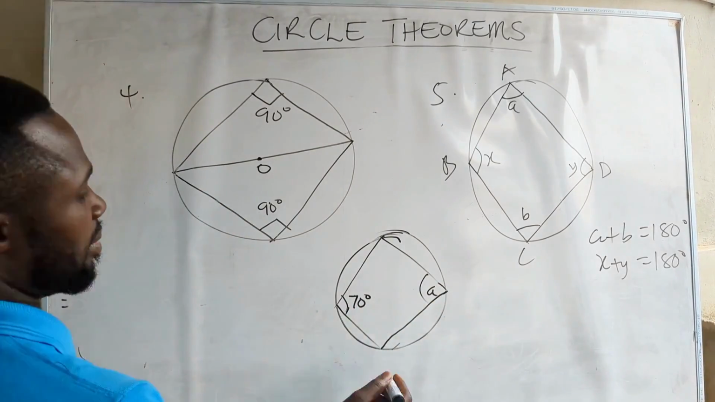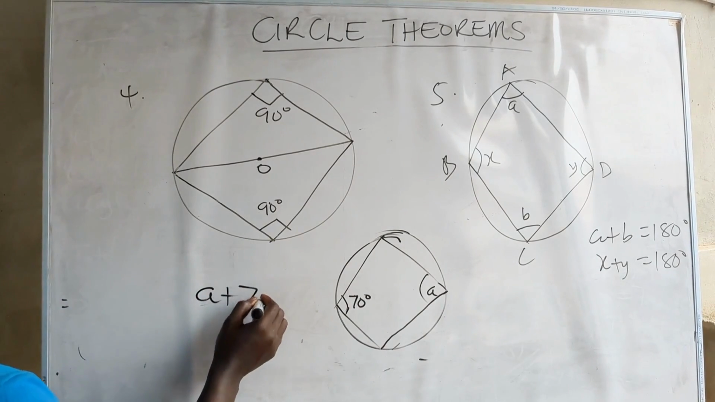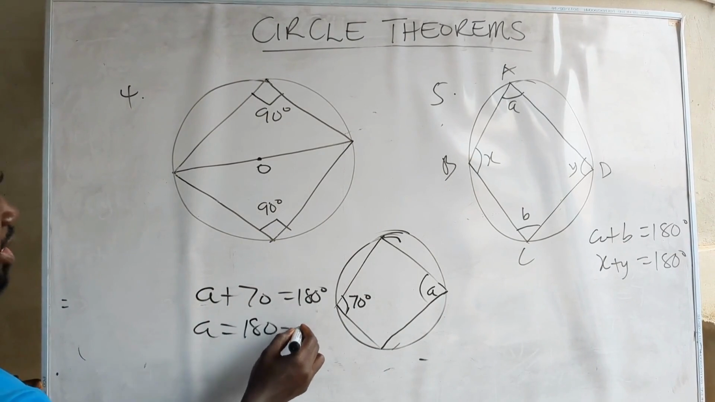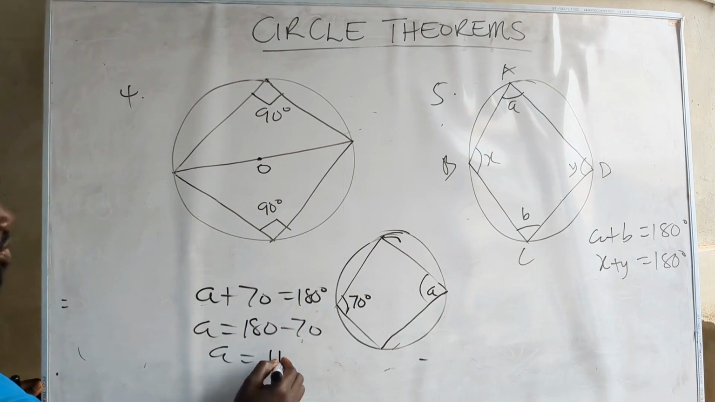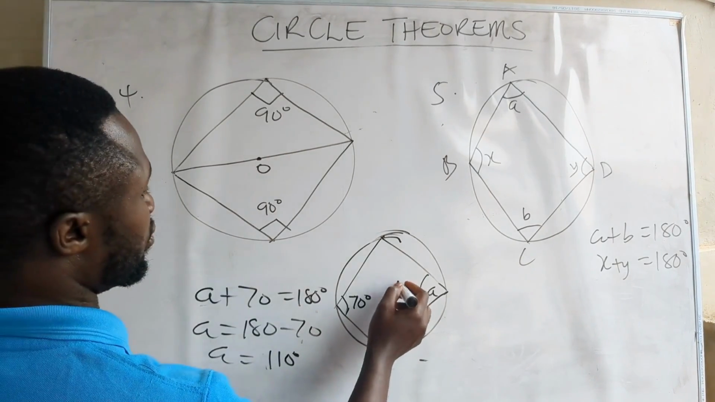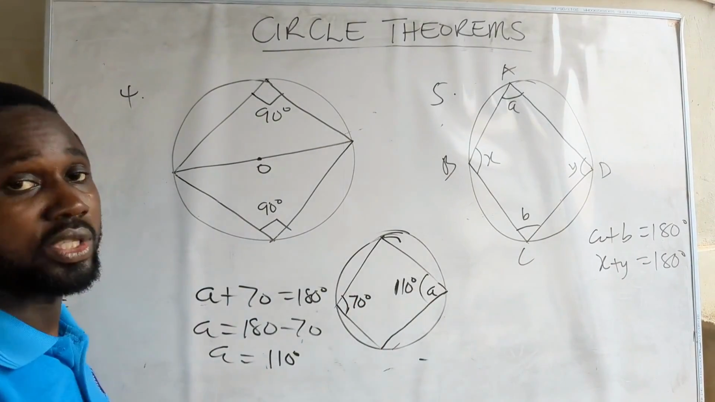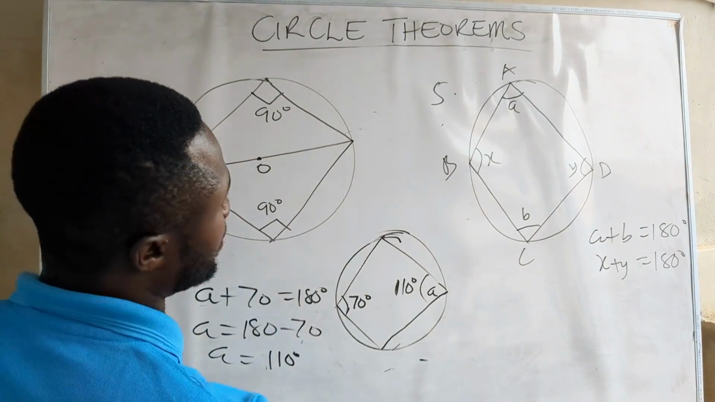If here is 70 and I'm asked to find A, then A plus 70 is going to be 180 degrees, and my A is going to be 180 minus 70, and my A is 110 degrees. So here is going to be 110 degrees, so that 110 plus 70 will sum up to 180. That is what we are talking about.